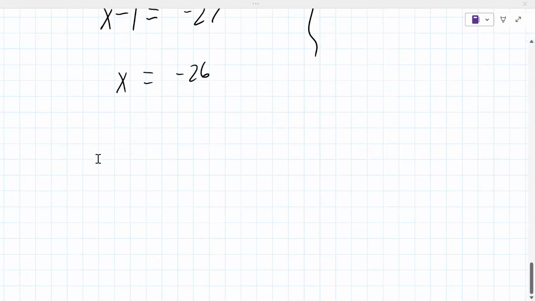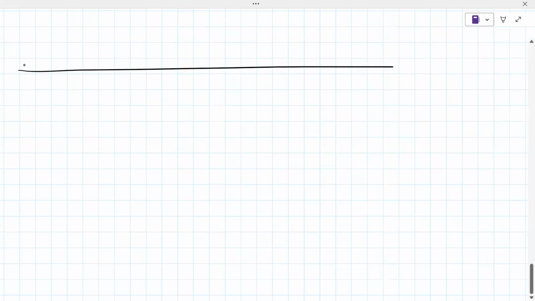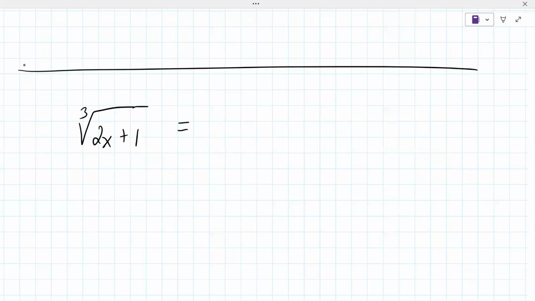No. Okay. I give you the cube root of 2x plus 1 equals, let me change this up here, equals -3. That'll work. Go ahead and solve this for x, please.